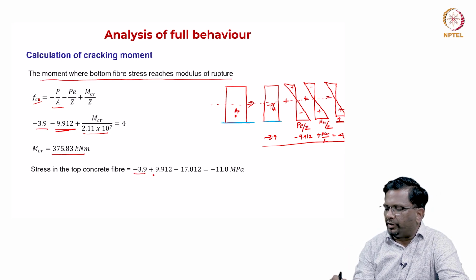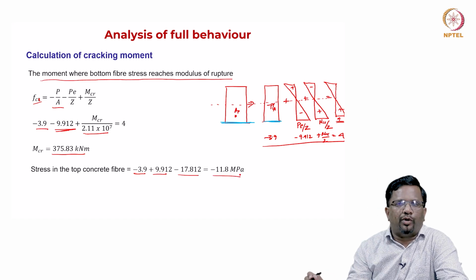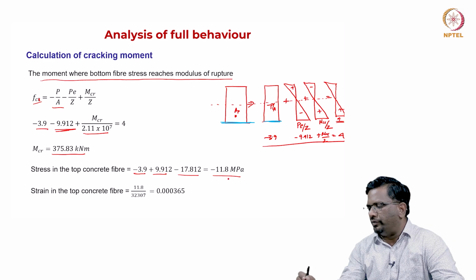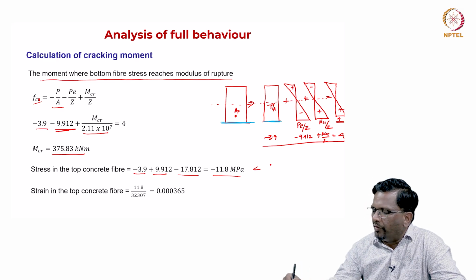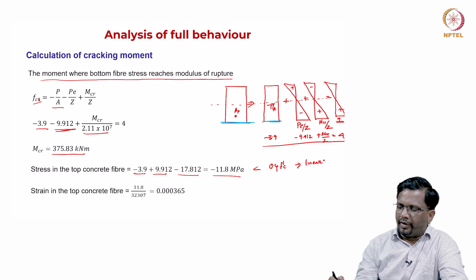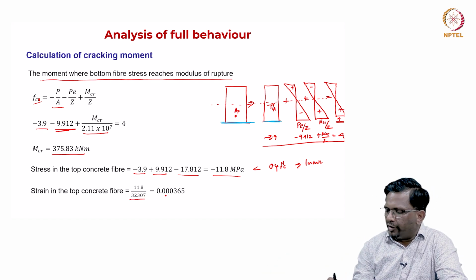Now, what are the stress at the top fiber? Again, it is compression, this will become tension, this will become compression. So, it becomes 11.18 megapascal. Now, strain, because when the stress is less than 40% of your F prime C, we can assume that it is going to be linear, typical. So, that is the reason stress divided by elastic modulus will give me the strain quickly.